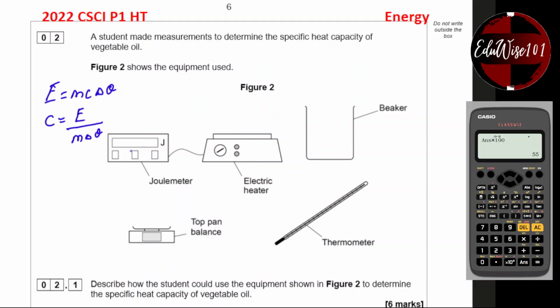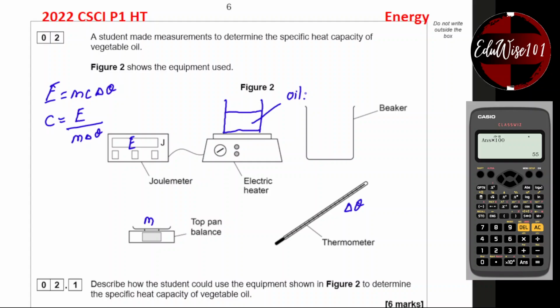You've got a joule meter which will measure the energy, and the thermometer is used to measure the temperature change, and the top pan balance is to measure the mass. Now the heater is what's going to supply the energy. So what you would do is place the beaker on top of the electric heater and add a known mass of oil.